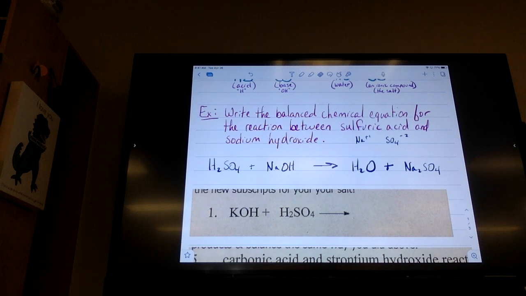Where did the 2 come from? Because sulfate has a -2. And so you need 2 sodiums to balance it out. Why did we get rid of the H on the other side?